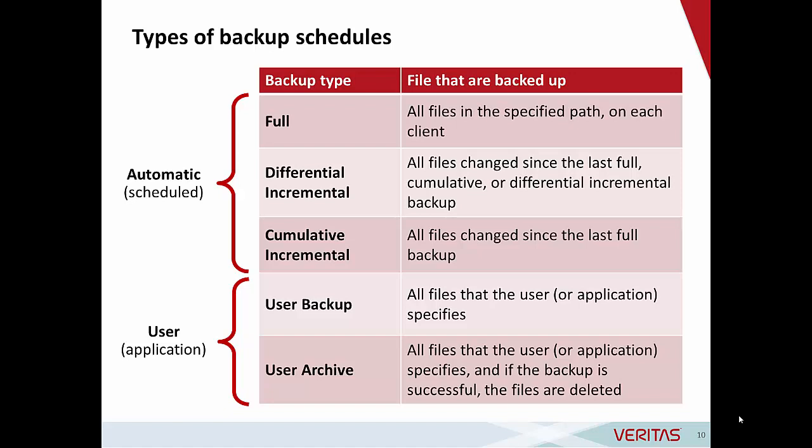NetBackup policies contain schedules, and the schedules determine when backups run and what kind of backups are going to run. As you can see on the slide here, we can break up the different schedule types in NetBackup into two broad categories, automatic backups and user backups. Automatic backups are scheduled by the NetBackup scheduler and run without manual intervention. And so this could be a full backup, which protects all of the data on the backup selections list every time it runs. Or it could be an incremental backup, which backs up only files which have changed.